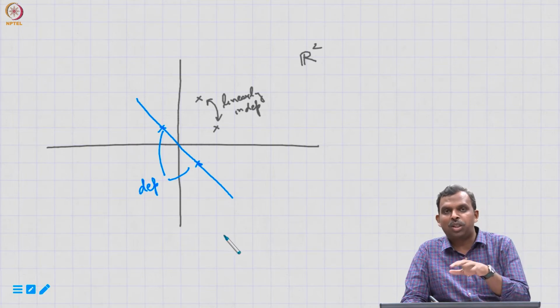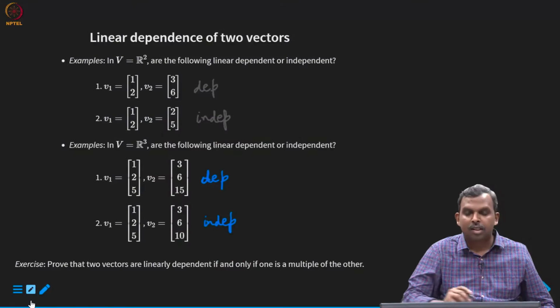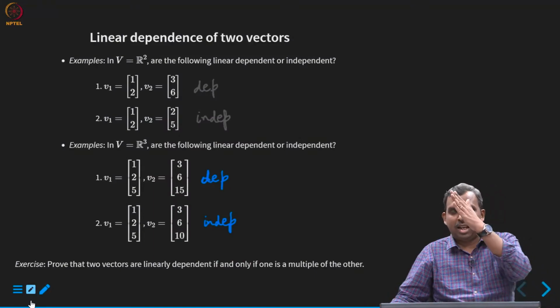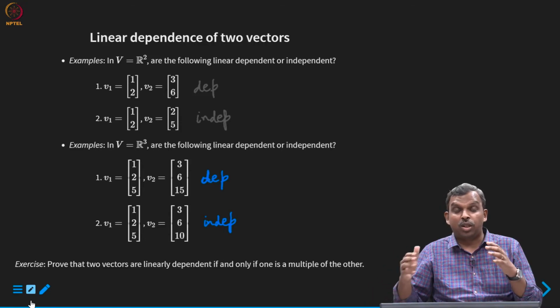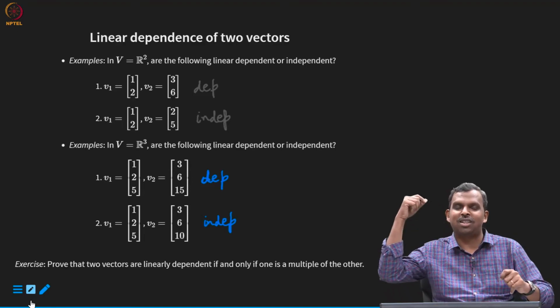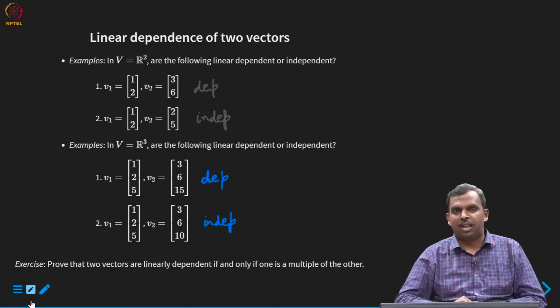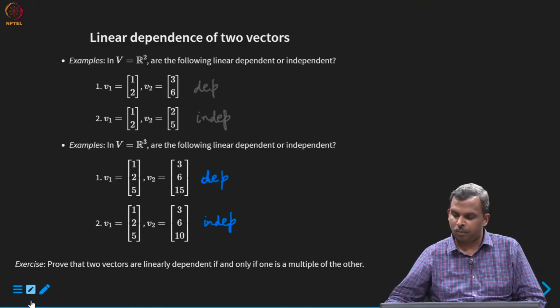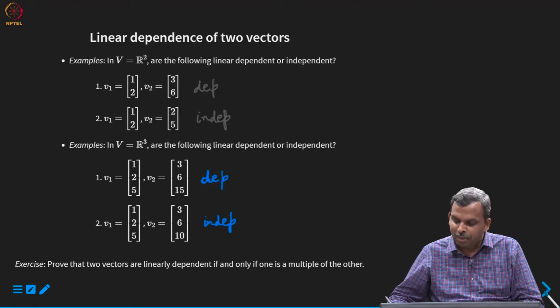So in R2, linear dependence can be very easily visualized. If they lie on a line through the origin, then they are linearly dependent, otherwise they are not. So in general, in n-dimensional space also, if you can visualize, if you can draw a line through the origin, linearly dependent vectors, if there are only two of them, then they have to lie on that same line. So that's how it goes. All right, so two vectors, quite easy to think of linear dependence.